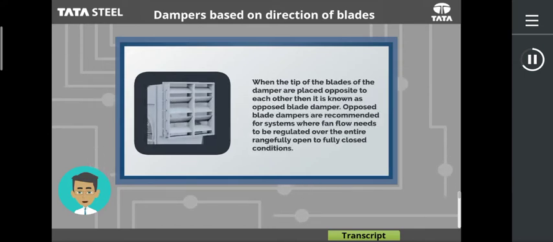Opposed blade outlet dampers. When the tip of the blades of the damper are placed opposite to each other, then it is known as opposed blade damper. Opposed blade dampers are recommended for systems where fan flow needs to be regulated over the entire range, fully open to fully closed conditions.